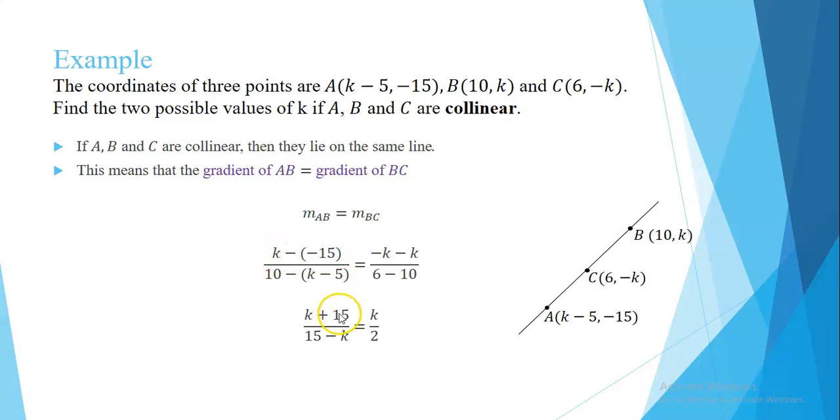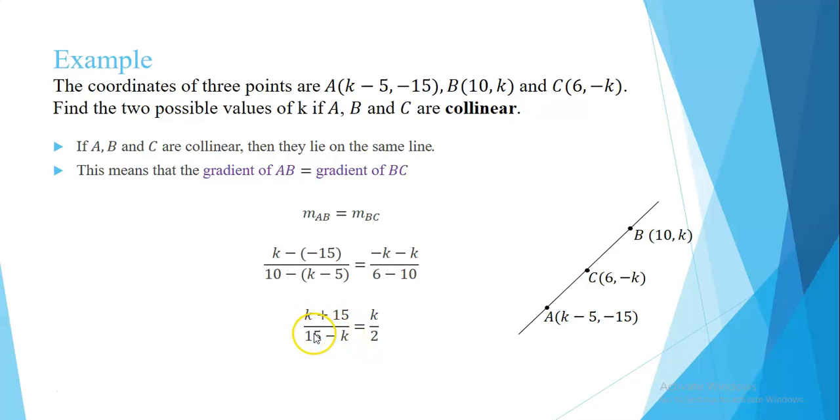So k minus 15 is k plus 15. 10 minus k minus 5 would become 10 minus 5, which is 10 plus 5, which is 15, and you also have the minus k, which will stay there. And then minus k is minus 2k over 6 minus 10, which is minus 4. That just simplifies to k over 2. So now we're dividing by 15 minus k on the left.